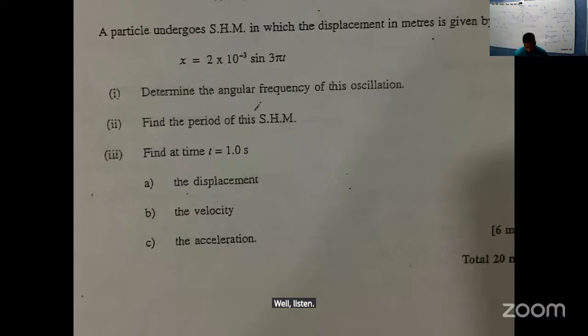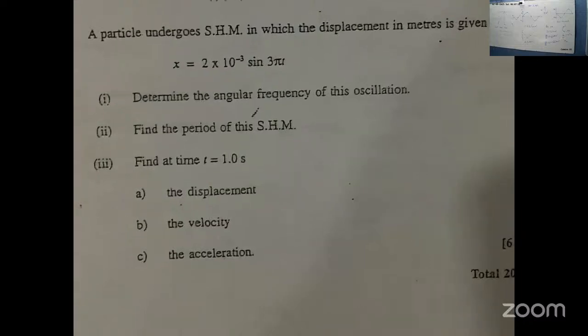Hurry up now, we have more to do. Right, so this value here is what? That value is the x naught, and 3 pi is your what? Is the omega, right? So omega is equal to 3 pi.